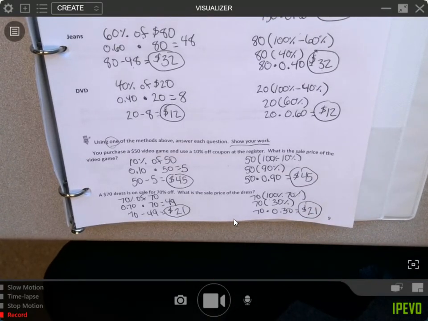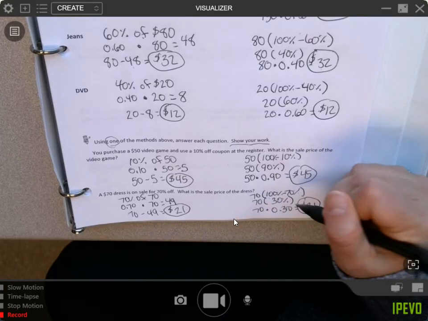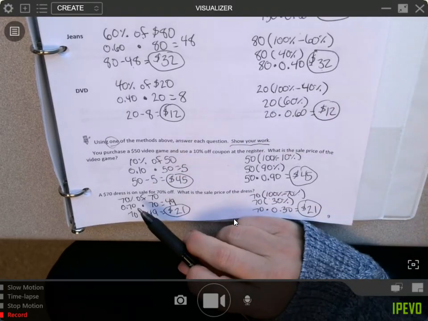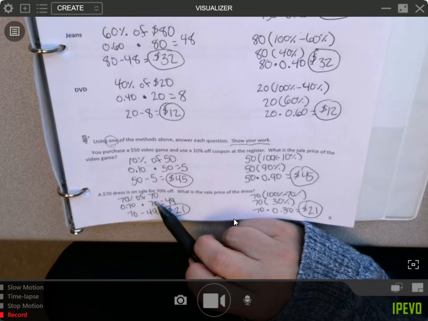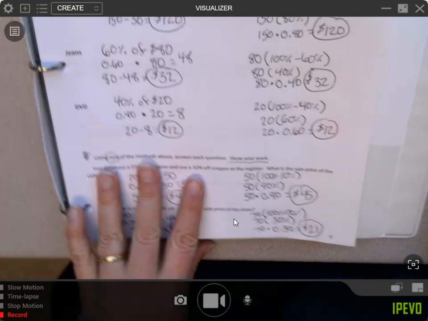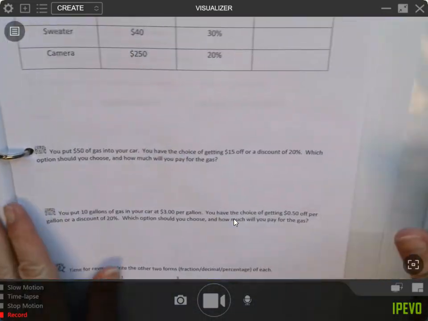Remembering there's 2 steps. We either subtract our percentages and multiply by the original, or we multiply that percent by the original and then subtract it away from the original. Both ways gets us that $21. How are we feeling now that we've worked it through? Feeling better? Okay, let's look at our second page.